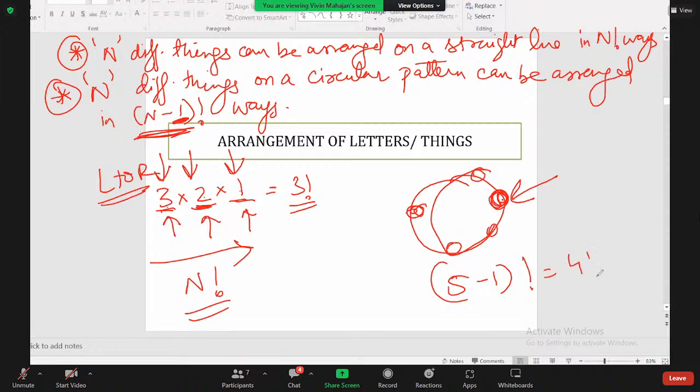Because in a circular pattern, we don't have any fixed position as the first position, we need to fix any one position first and then the leftover 4 positions will be arranged. So it can be any now. If you fix this as first, these 4 will be arranged. If you fix this as first, these 4 will be arranged. If you fix this as first, the leftover 4 will be arranged and it is always going to be the same thing. So therefore, in case of circular pattern, we have the formula n minus 1 factorial and in case of straight line, we have the formula n factorial.